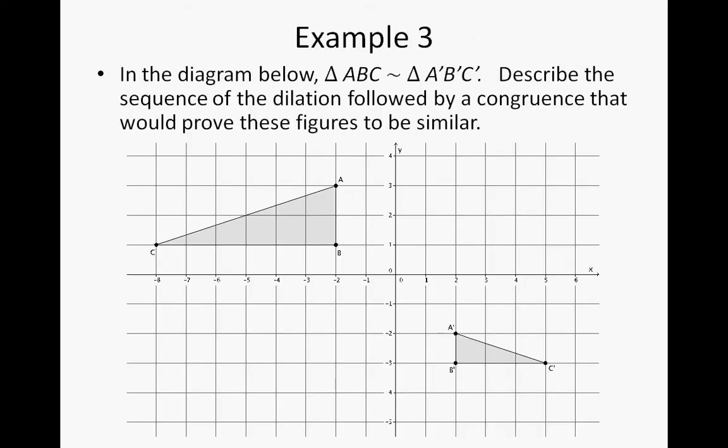All right, here is example 3. In the diagram below, we have triangle ABC is similar to triangle A prime, B prime, C prime. Describe the sequence of dilation followed by congruence. So again, it's telling you the order that it wants you to do this in: a dilation followed by congruence. That will prove these figures to be similar. So again, sketch this out before going on.